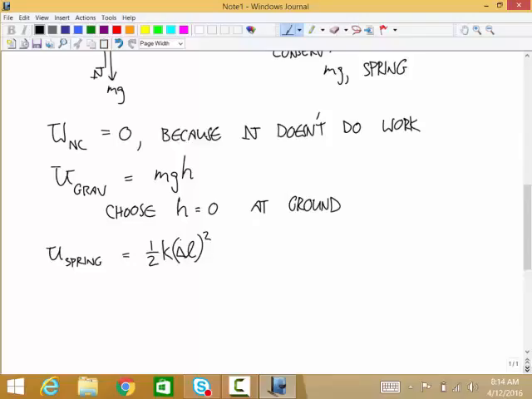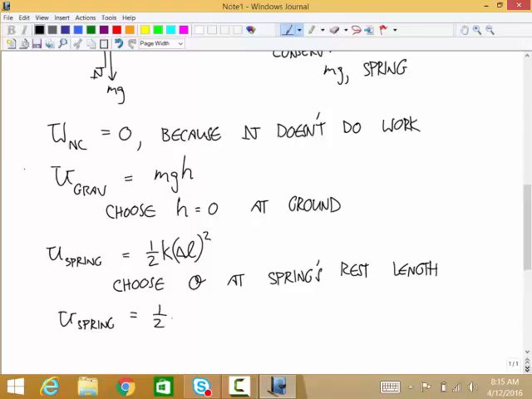So let's choose our x equals 0 location, or the origin. Choose the origin at the spring's resting length. And then if you do that, the spring potential energy is equal to 1/2 K x squared. Do you see how that works?